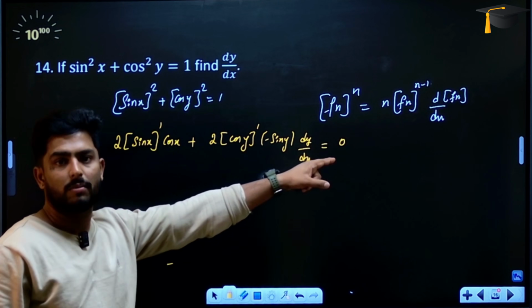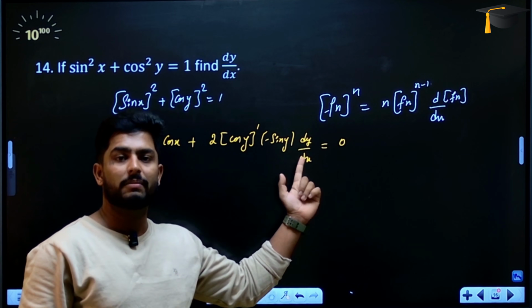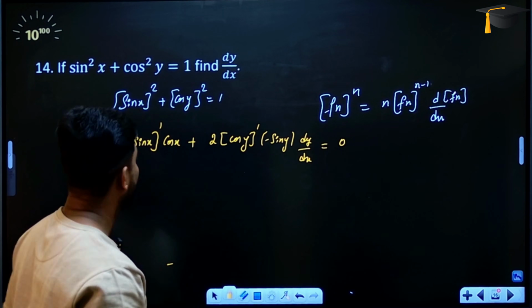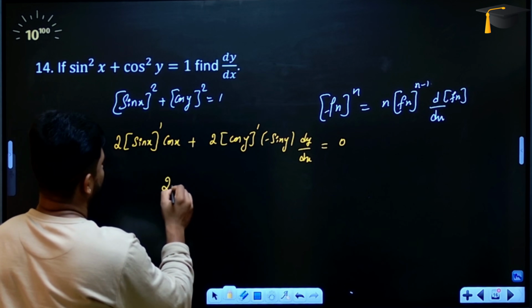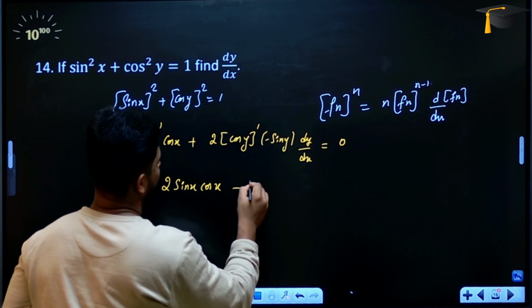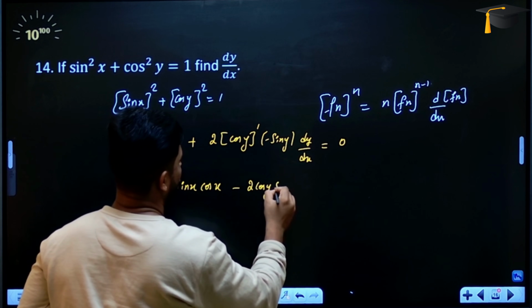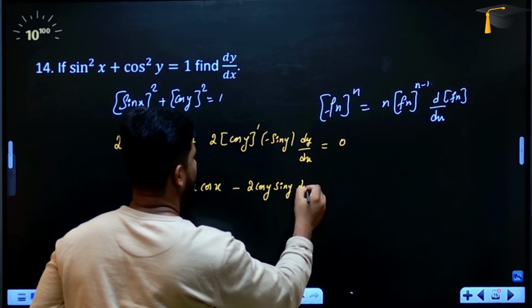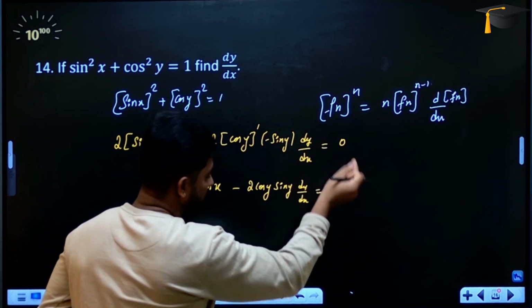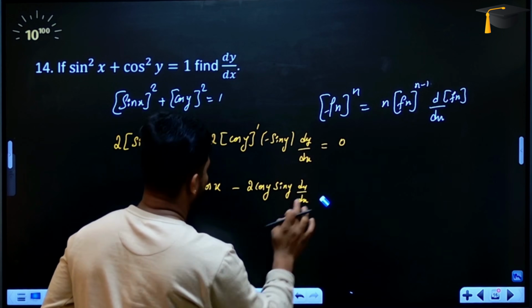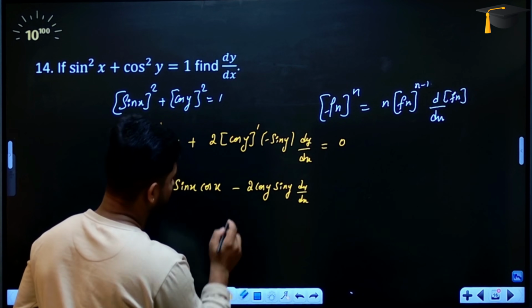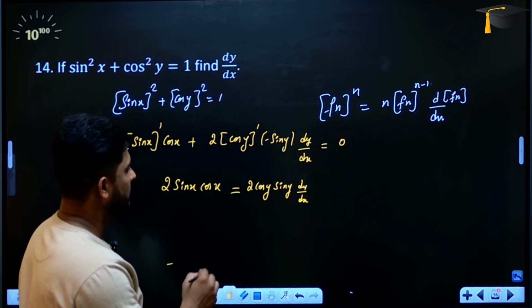Okay, so this is one common mistake that you all make. You will not write dy by dx when you differentiate the y term. So please remember that you have to write dy by dx here. Okay, so now next this becomes, let's write this, 2 sin x cos x minus 2 cos y sin y dy by dx is equal to 0, right? Next, this whole term will go to the other side. So this becomes, I'll write is equal to here itself.